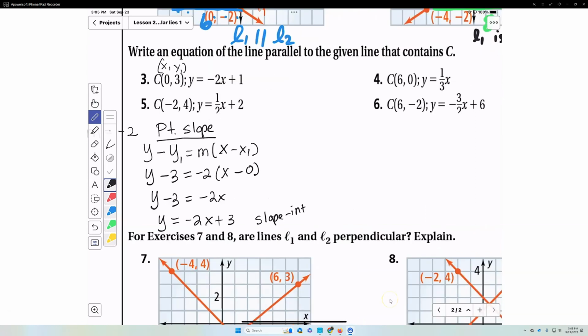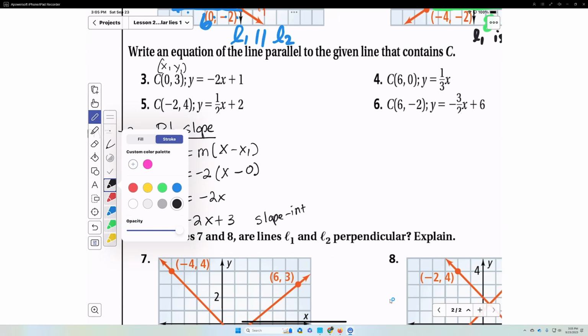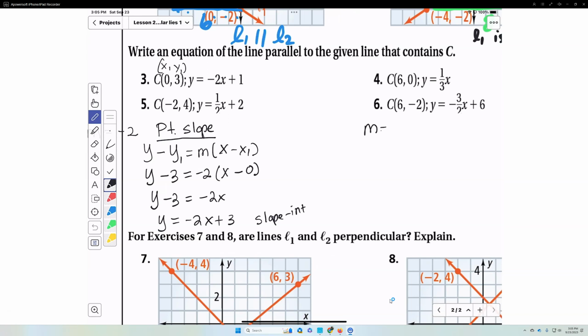Number 4, we're continuing to write an equation of a line that is parallel to y equals 1/3 x. So the new line would have to have the same slope. In this case, it's 1/3. The point we're going to use is 6, 0. So that's going to be x1, y1. And the formula that we're going to use is called point-slope. Y minus y1 equals m, that's the slope, times x minus x1.